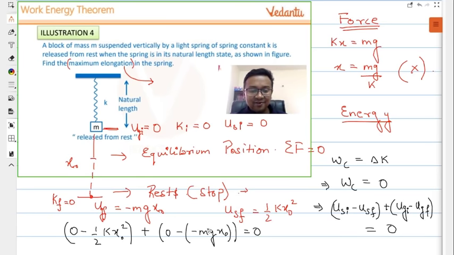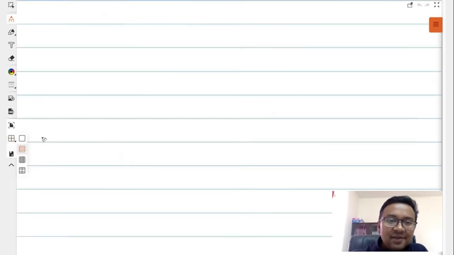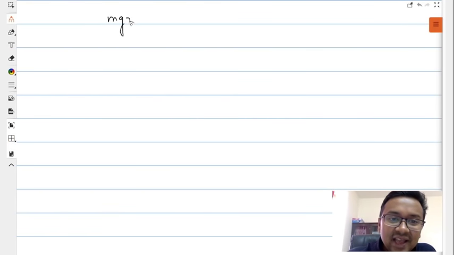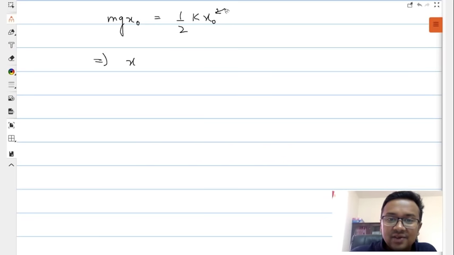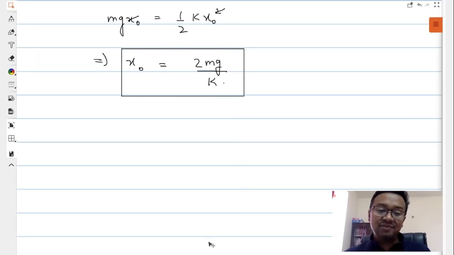If I equate this to zero, it is simply going to appear like mg x naught is equal to half k x naught square. One x naught goes away, so x naught is equal to 2 mg upon k. All right, students, it's not mg by k, rather it is 2 mg by k.